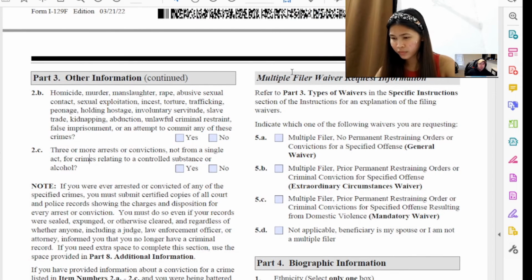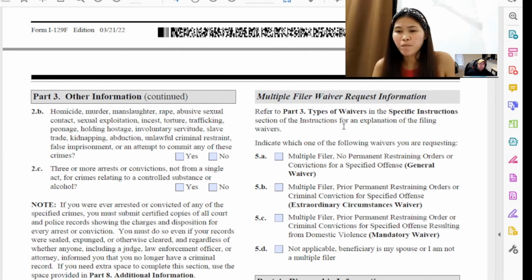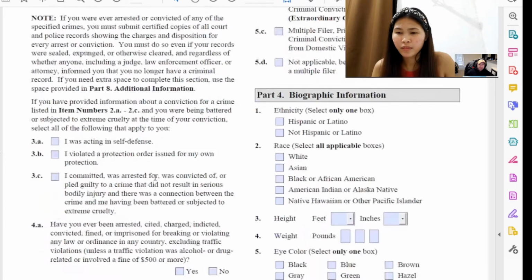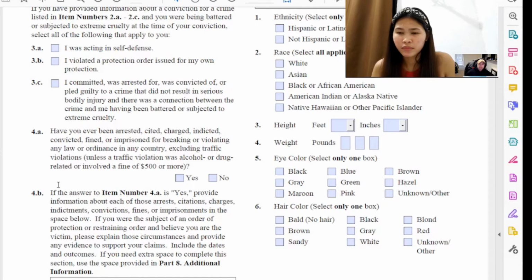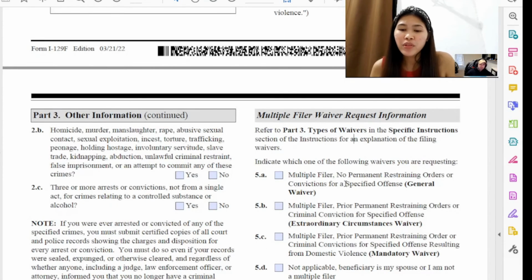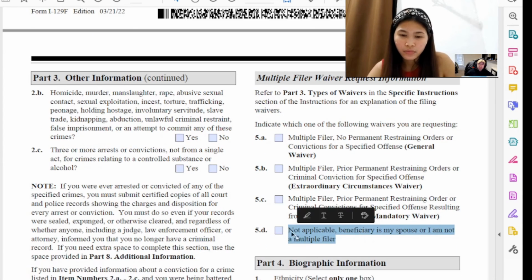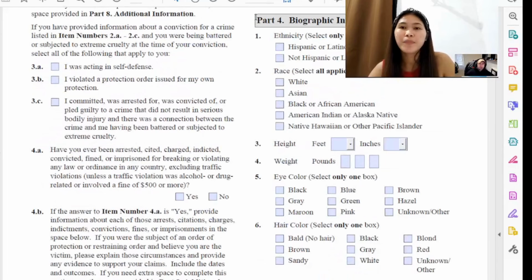Now, multiple filer waiver requests. This is only applicable if you answered certain questions down here, so we put here not applicable. Beneficiary is my spouse, or I am not a multiple filer. Yep. So right here it would be no.